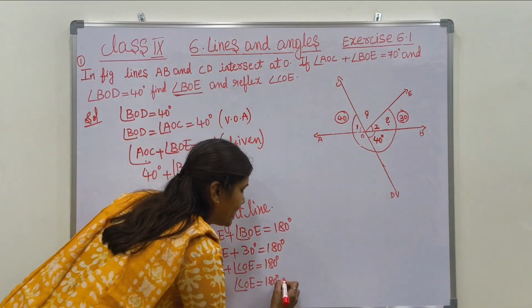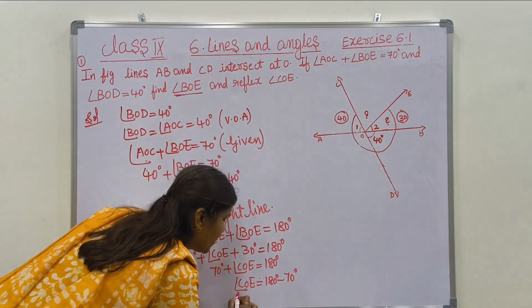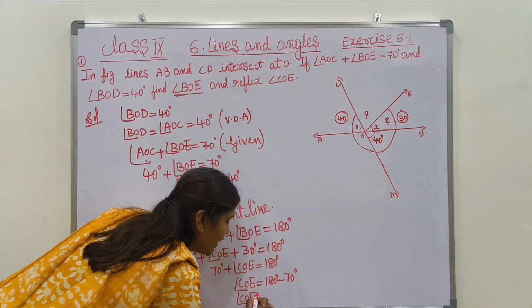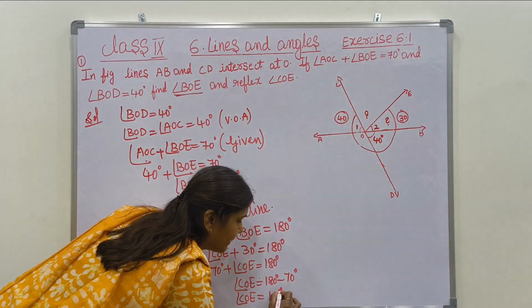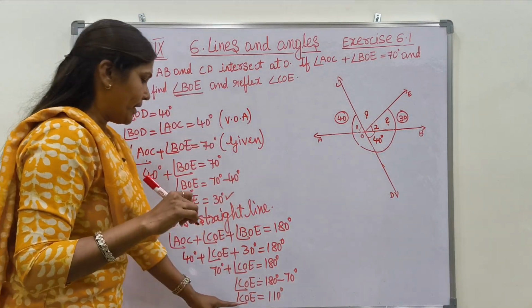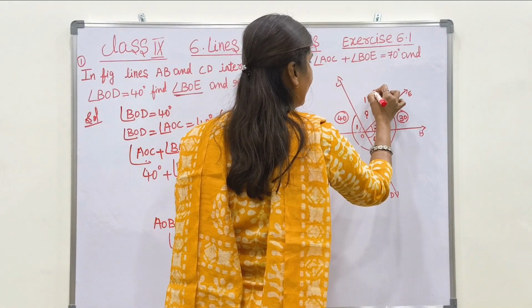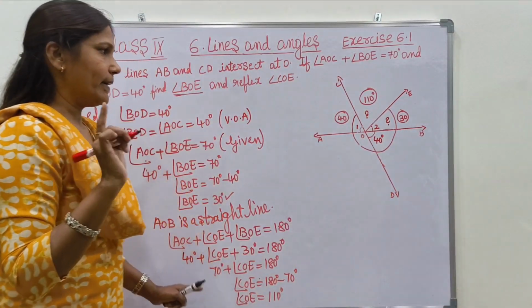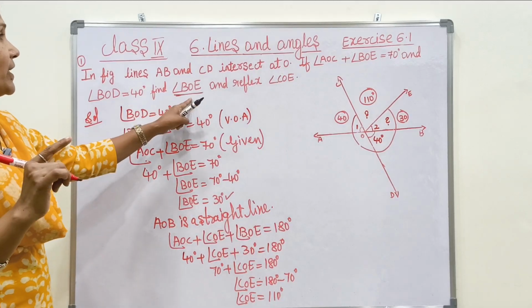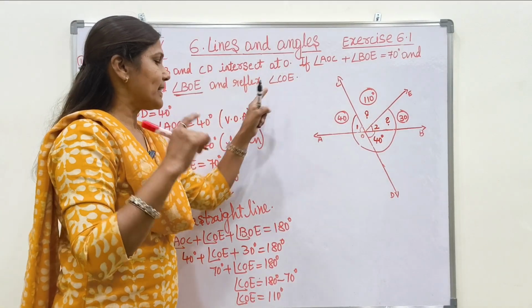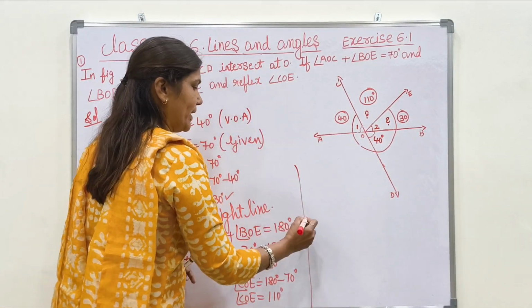Take that side, minus 70 degree. So angle COE is equal to 110 degree. Okay, now you got COE how much degree? 110 degree. Now you find it, 110 degree. Now you want what in this one? Reflex of angle COE. See beta here.